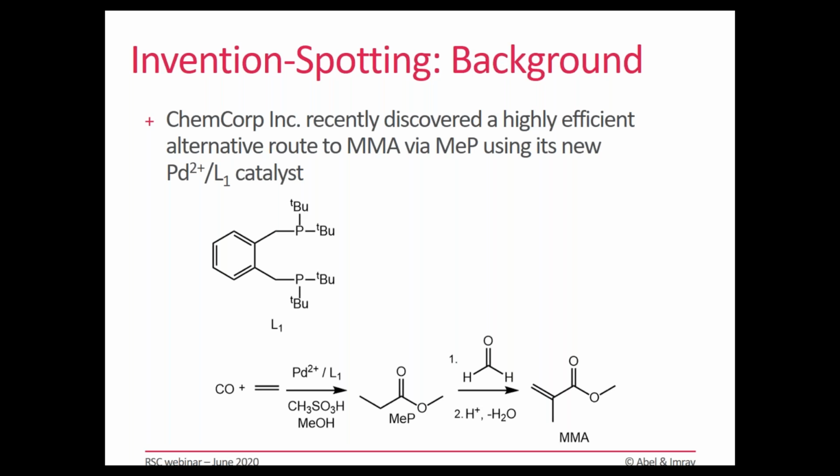They've made this discovery of an alternative route to making methyl methacrylate. So methyl methacrylate is the monomer used to make acrylic plastics. So it's a pretty sought after material. And traditionally, it's been made by a process sort of first developed in the early part of the 20th century.